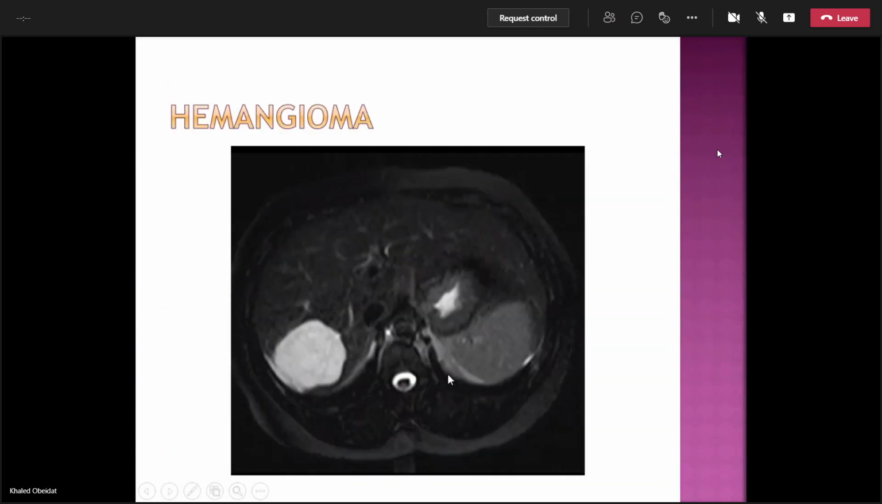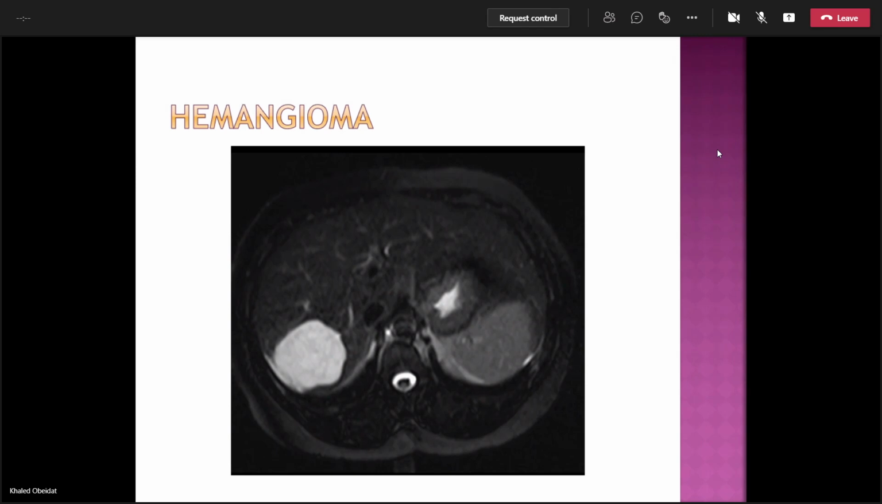MRI can add to that in T2 weighted images where static fluid will appear bright, as in CSF. The hemangioma, because the blood flows slowly inside it, also will appear bright even without contrast. And if we give the contrast and do the triphasic, it will show the same pattern of enhancement as we saw in CT scan. If you are not sure or suspicious, we may do a labeled RBC scan to confirm the diagnosis.